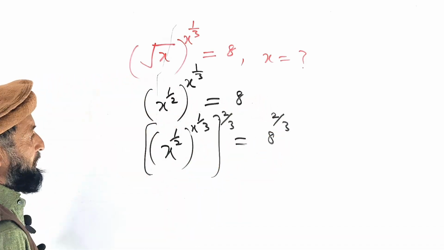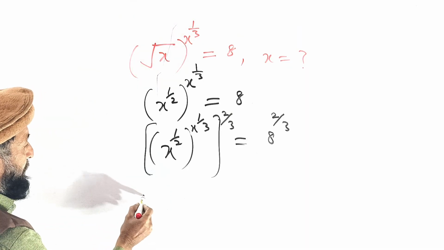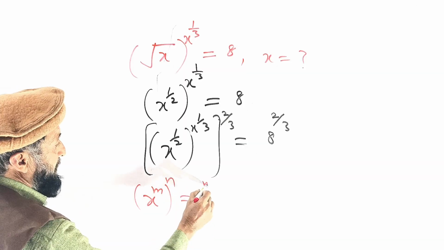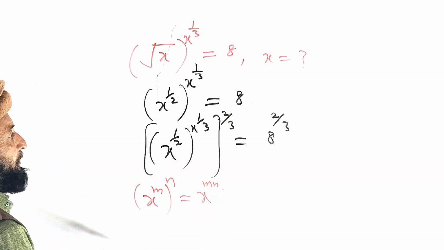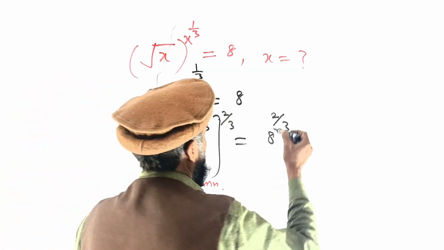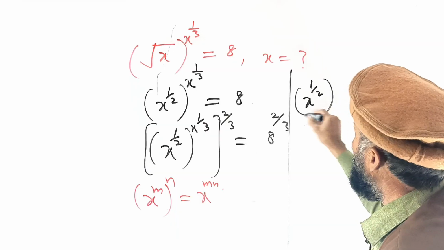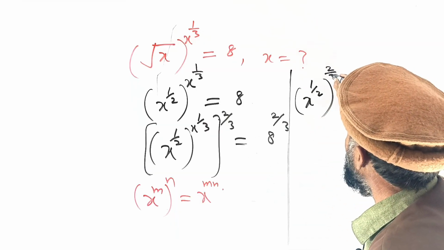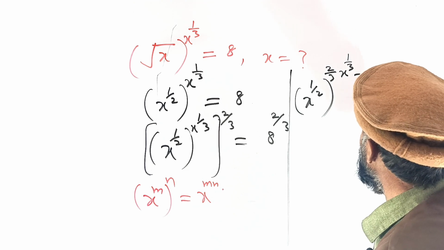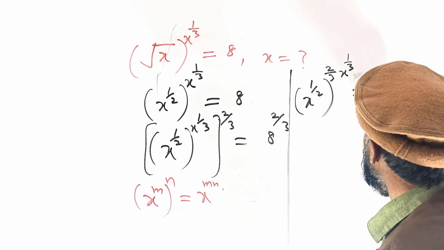According to the double exponent rule, we have the rule (x^m)^n is equal to x^(mn). According to this rule, we simplify this term multiplied by this term, so we can write here (x^(1/2))^(2/3) times (x^(1/3)), is equal to 8, is equal to 8 and 8 is 2 by 3.